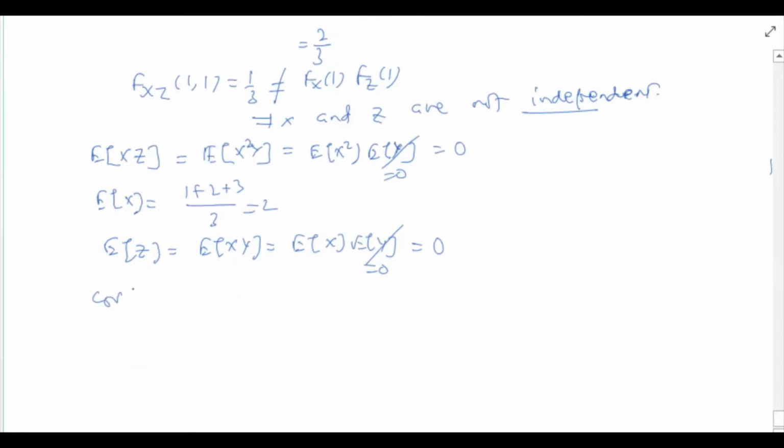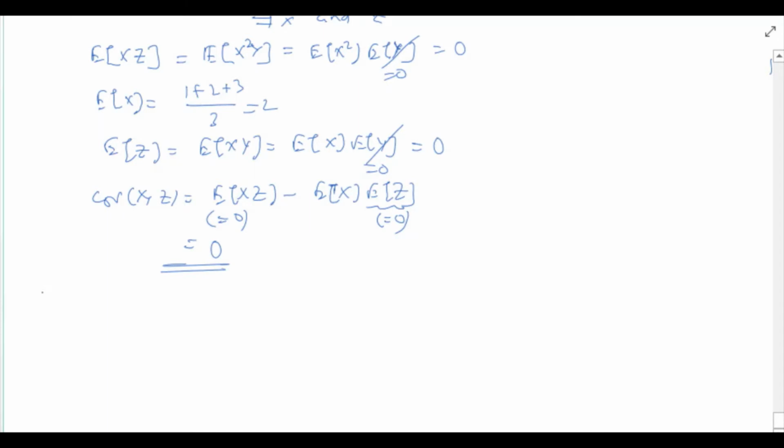Now we can see that covariance of x comma z, which is expectation of xz minus expectation of x times expectation of z, is 0. This is because the first term is 0 and the last term is also 0. So again we see that covariance of two random variables can be 0 even though they are not independent.